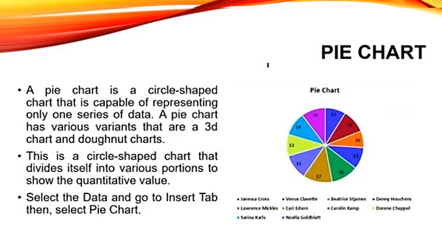It is just like a biscuit, pie, cake. A pie chart is a circle-shaped chart that is capable of representing only one series of data. A pie chart has various variants that are a 3D chart and donut chart. This is a circle-shaped chart that divides itself into various portions to show the quantitative values.